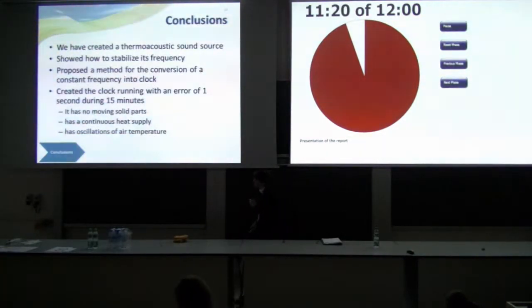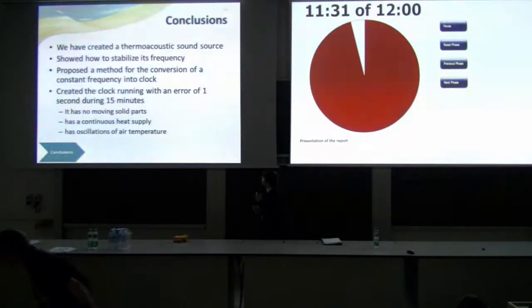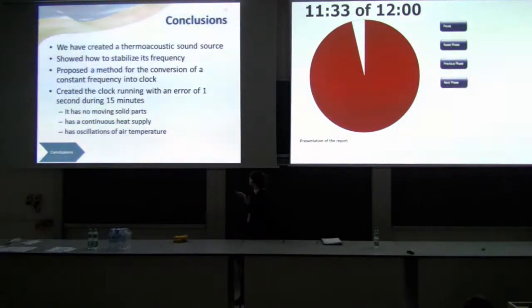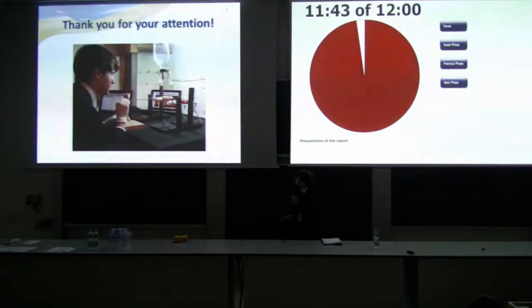So, conclusions. We have created a thermoacoustic source of sound with a specified frequency, stabilized this frequency, and based on this frequency, we created a clock. Our clock was running with an error of 1 second per 15 minutes. It had no moving solid parts. It has a continuous heat supply, and uses oscillations of temperature and time. So, thank you for your attention.